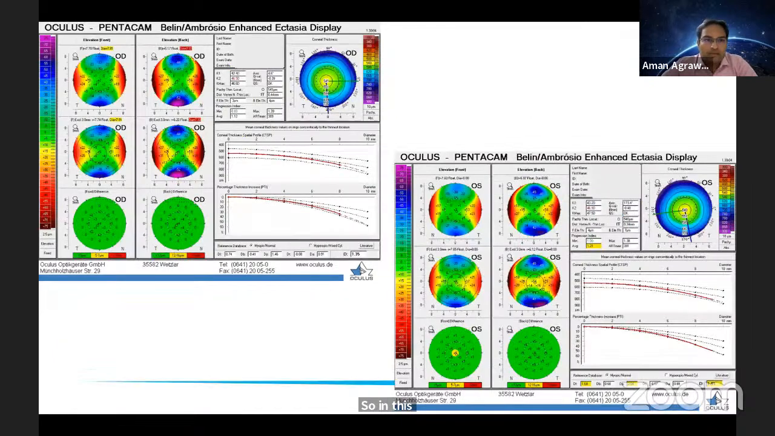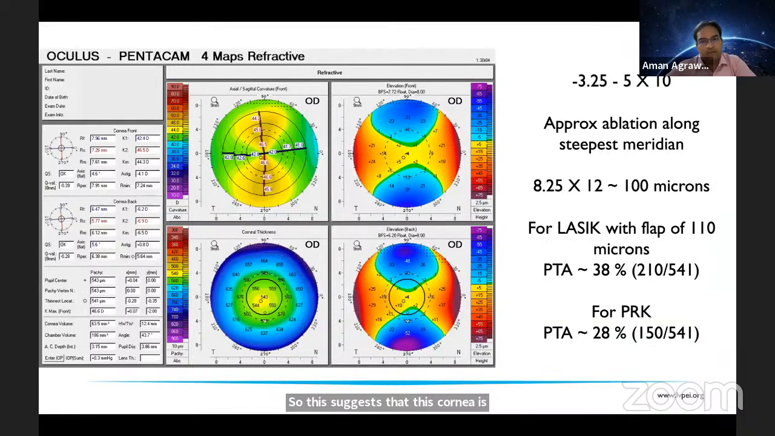Now coming to the BAD analysis of both the right and left eye. We can see that in the BAD analysis, in the right eye, all the zones are green in the difference map, suggesting that there is no abnormal protrusion of the cornea. While in the left eye also, there is a small island of borderline elevation in the front map, but there is no abnormal elevation in the back map. So this suggests that this cornea is reasonably good and can be taken up for refractive surgery.